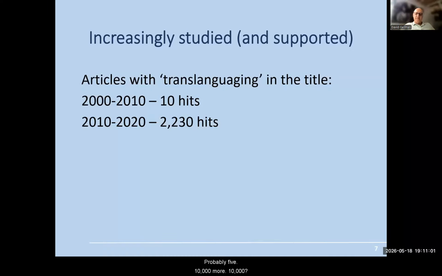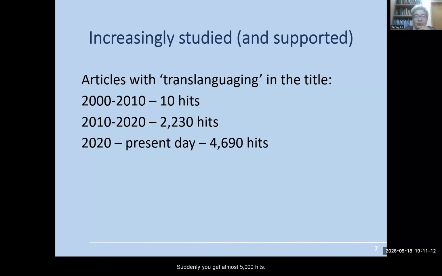Probably another 5,000? 2,000 more? 10,000? 1,000,000? No, but you're not far off from 10,000. Suddenly you get almost 5,000 hits.